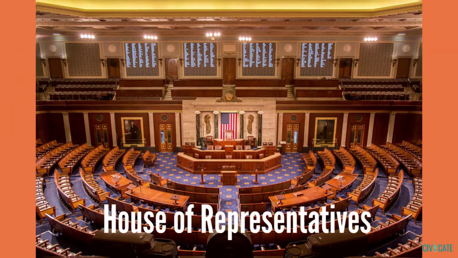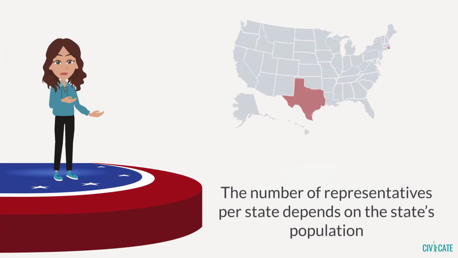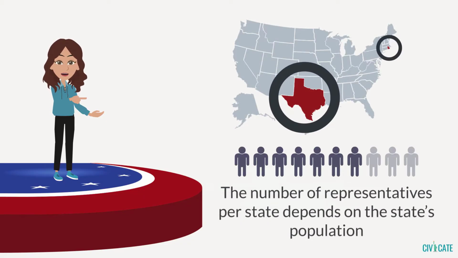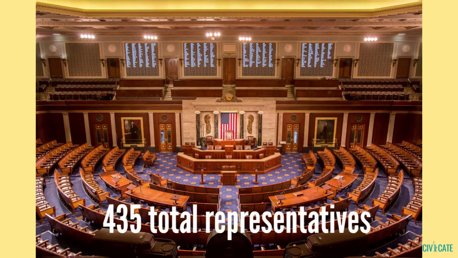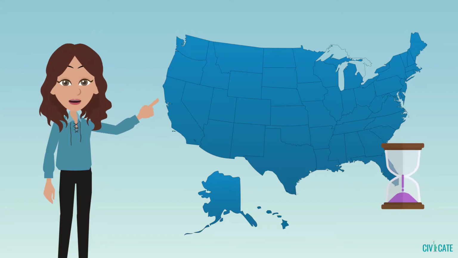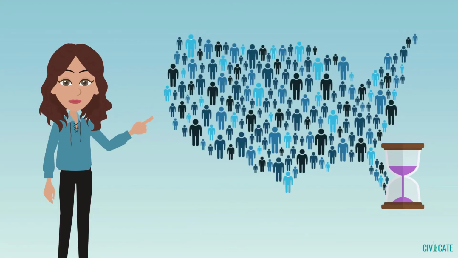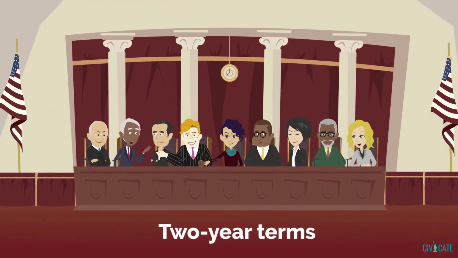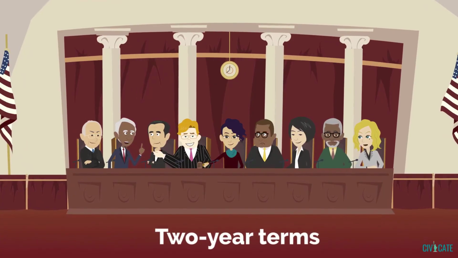In the House of Representatives, the number of representatives per state depends on the state's population. Bigger states have more representatives and smaller states have less. We currently have 435 total representatives, but this number changes every 10 years when populations are recounted in the census. Representatives have 2-year terms, meaning that they are elected or re-elected every 2 years.